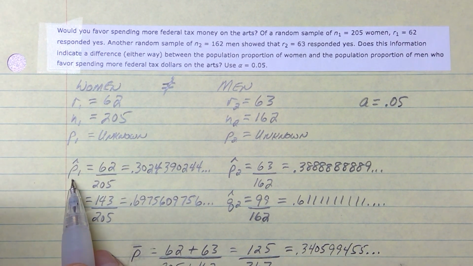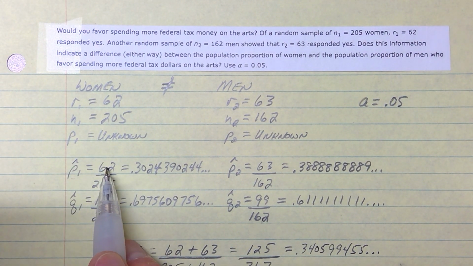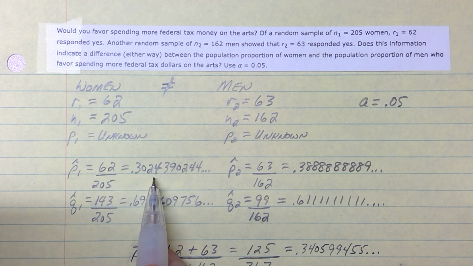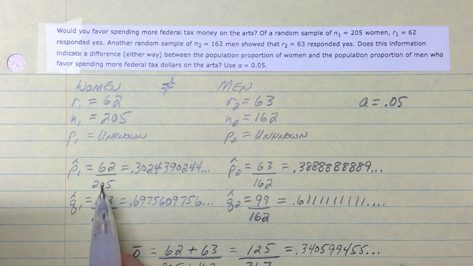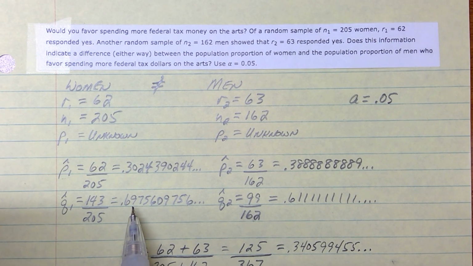We're going to guess at it with our sample numbers. 62 women said yes. All right, this decimal right here. If 62 said yes, that means 143 said no. 205 minus 62 is 143. This is the rest of them, which is this decimal here.